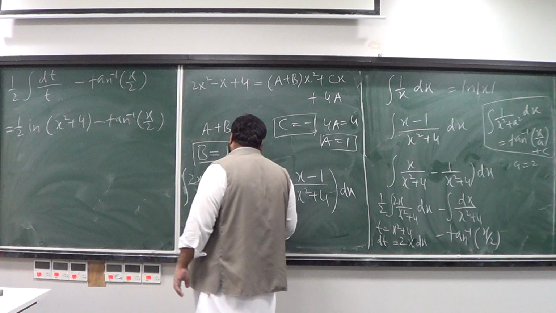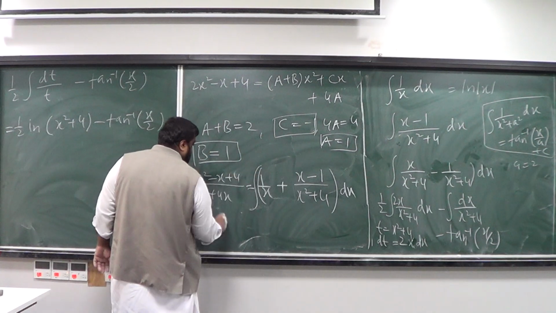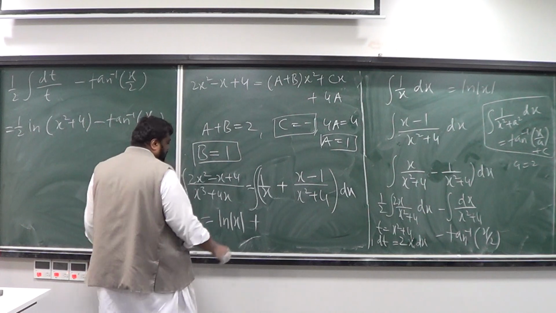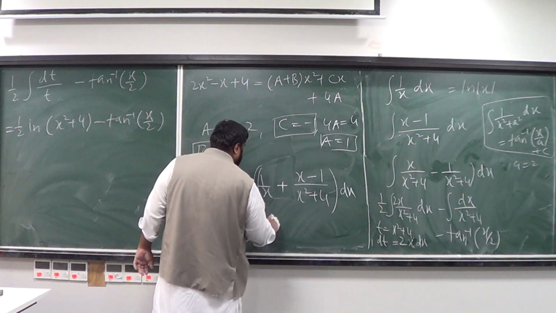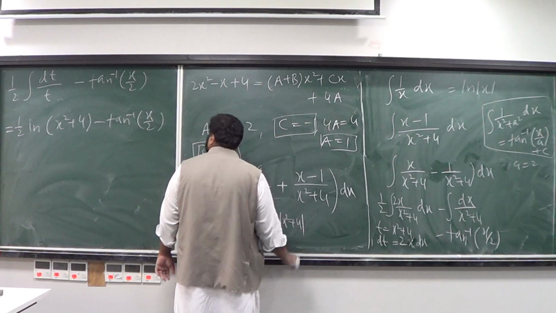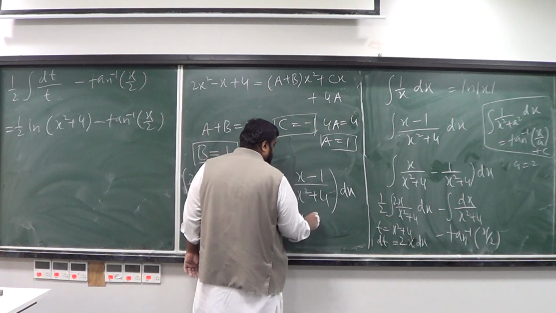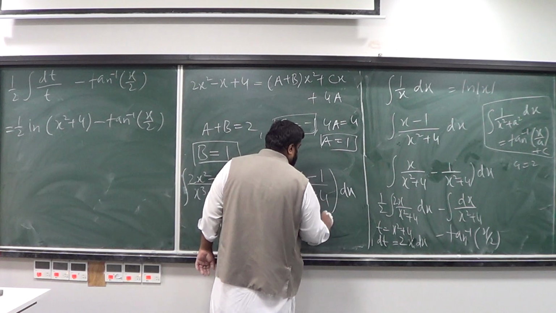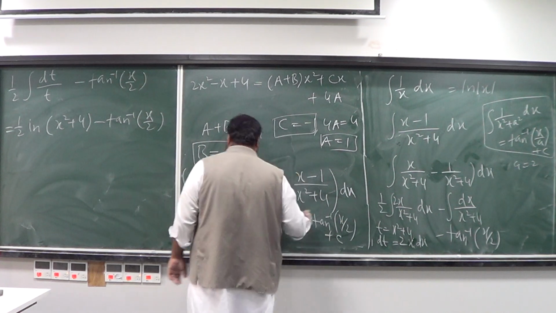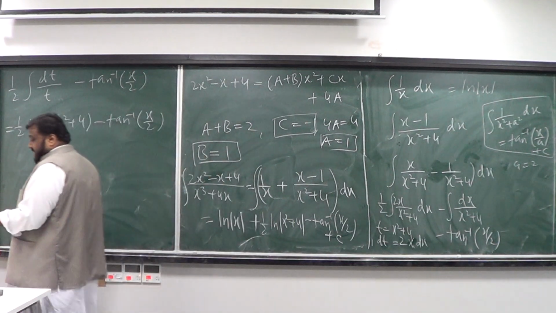So substitute the value of the first integral, which is log of absolute value of x, plus the value of the second integral, 1 over 2 log of (x² + 4) minus tangent inverse of x upon 2, plus constant c. So this is the result.